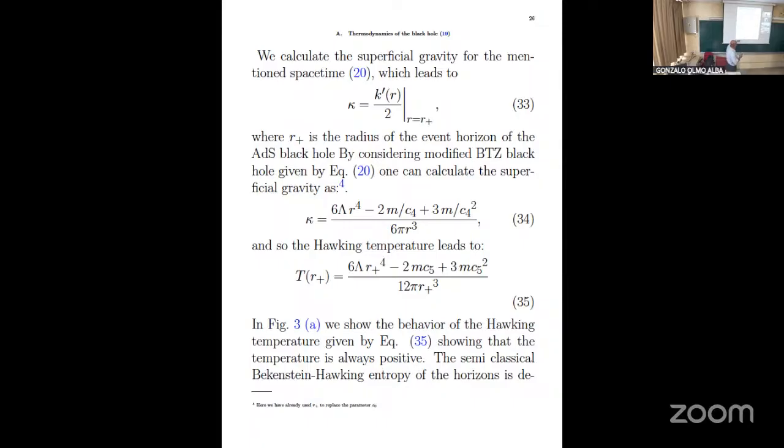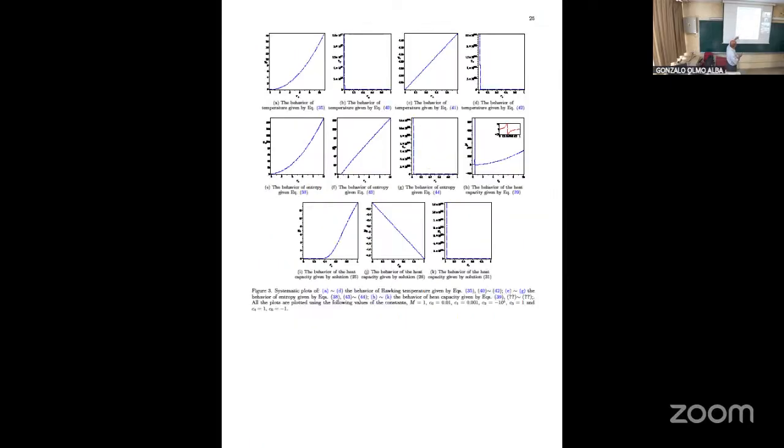If we plot such a temperature, this is its behavior. It is increasing without any negative value. If we repeat the calculation, this is the temperature, which decreases for the second solution. And this is the temperature of the general case, where F is not equal to constant, Xi not equal to 0, and K1 not equal to 1.